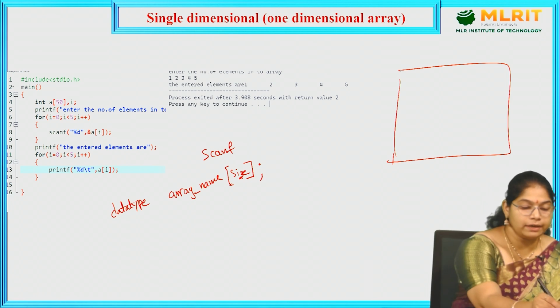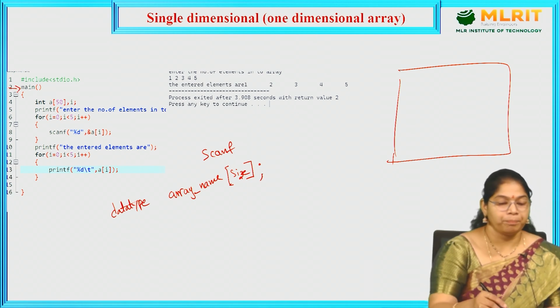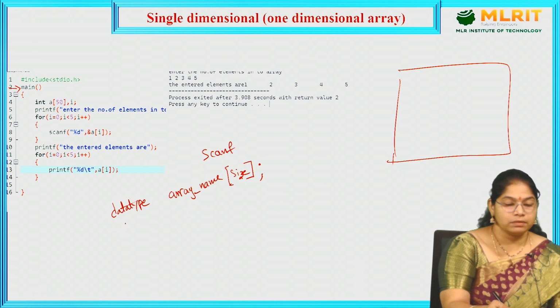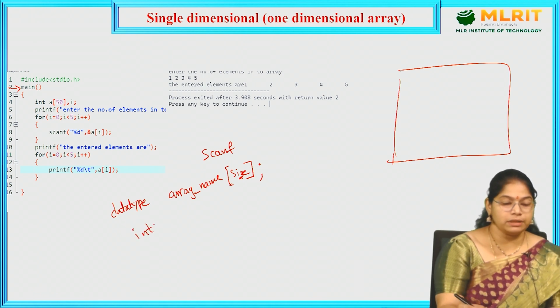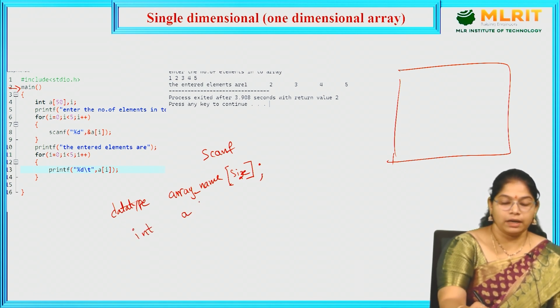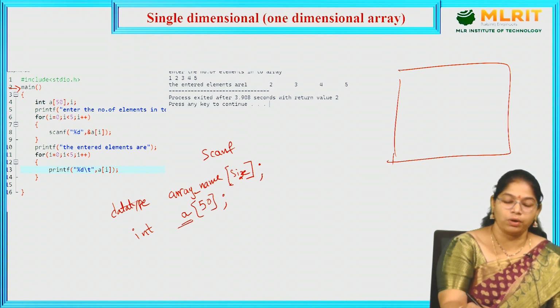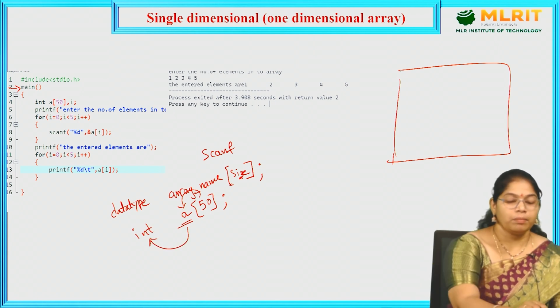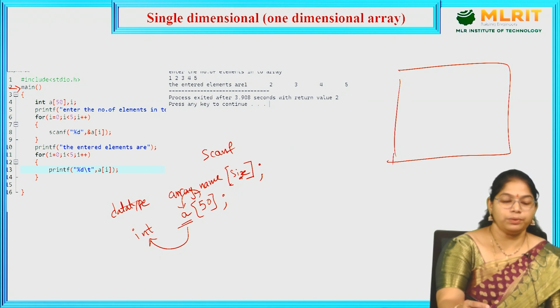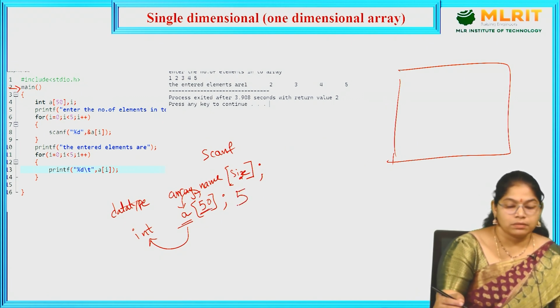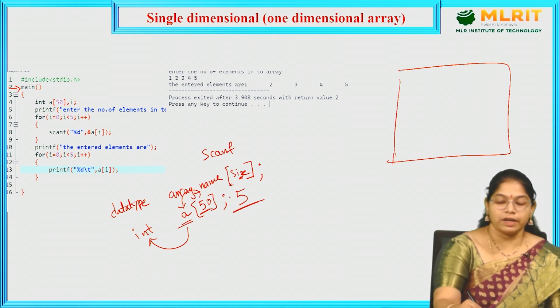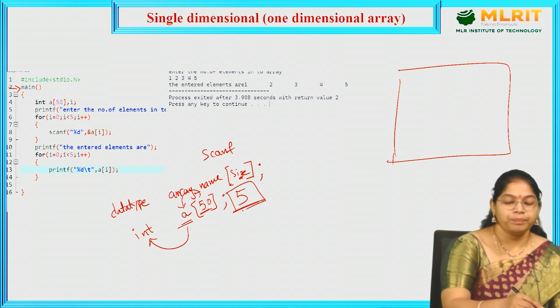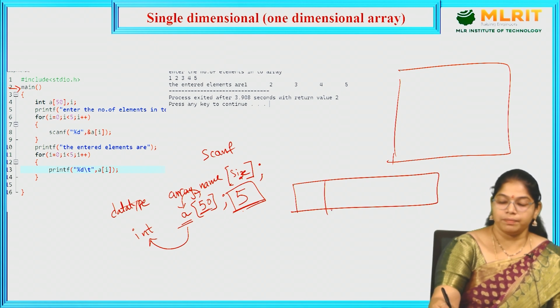So here I declared, always the execution starts from main. Here I declared an array: the data type is int, the array name is A, and the size of the array is 50. That means this array can store 50 data items of integer type. Printf enter number of elements. I don't want 50 data items, I want only 5. So here I want to store 5 data items. So here I gave 5.